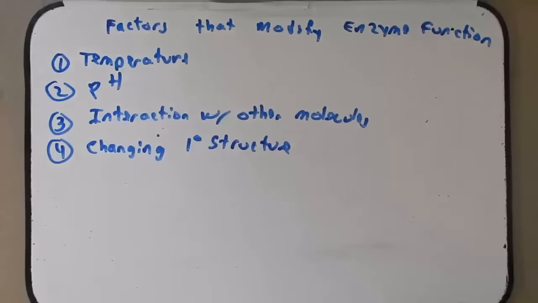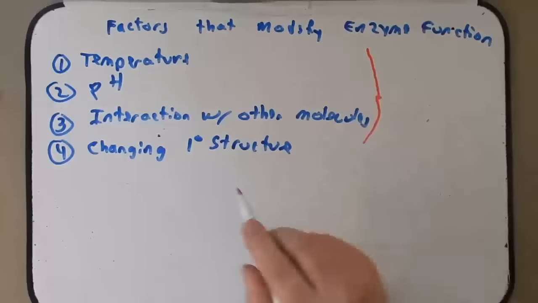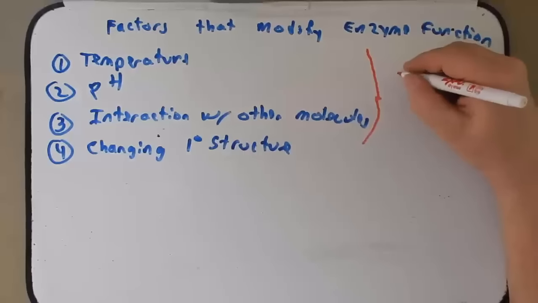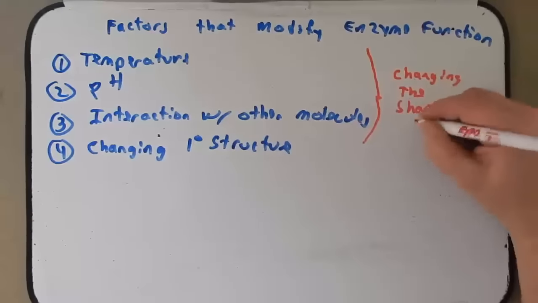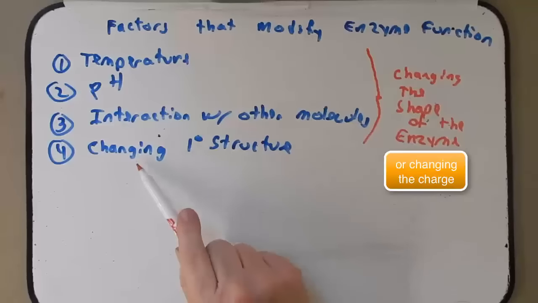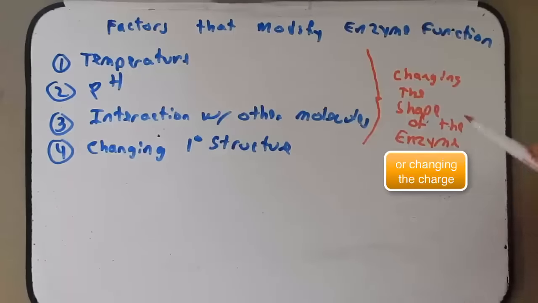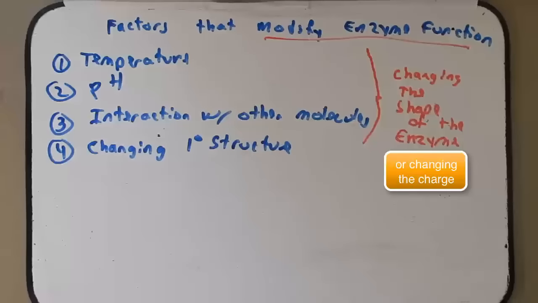Even though these are all 4 different ways, let's remember that the way they're going to change the function of that enzyme is by and large by changing the shape of the enzyme. Temperature, pH, interactions, and changing this primary structure all ultimately change the shape of the enzyme, and so will modify its function. So let's first look at temperature and pH.